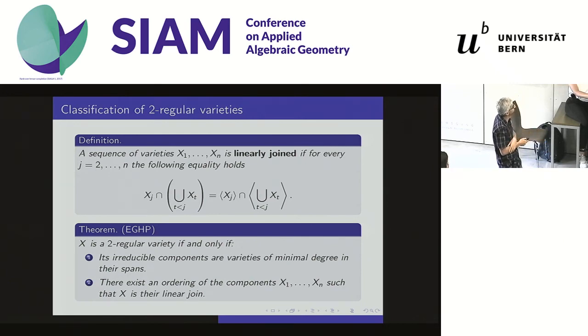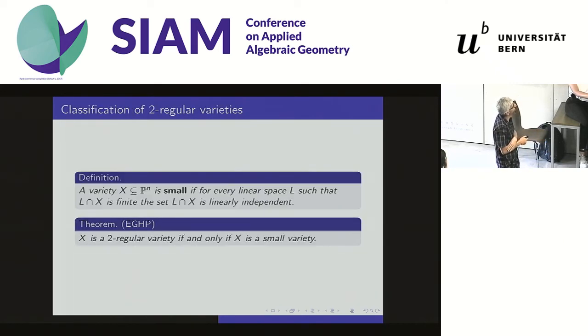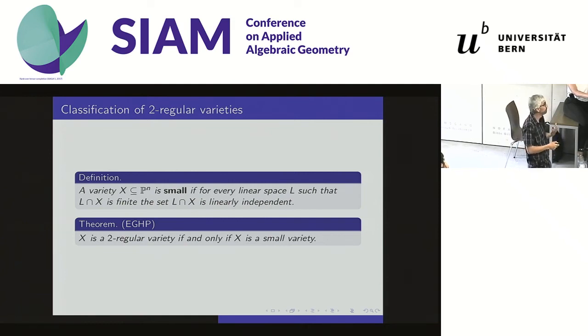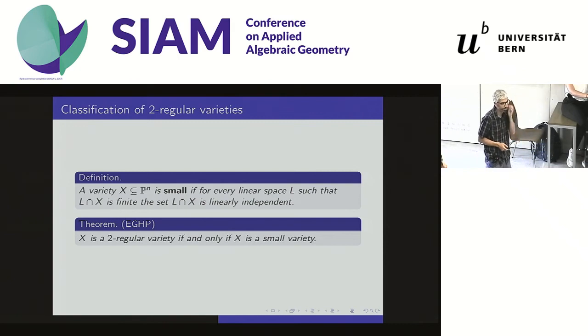So that's one definition. And the other one is, when you think of them as varieties of minimal degree, this concept of smallness. A variety is small if for every linear space which intersects it at finitely many points, the intersection is a linearly independent set. And it turns out that 2-regular varieties are precisely the small varieties. So like of minimal degree, but being reducible is something that you can fix with this concept of smallness.